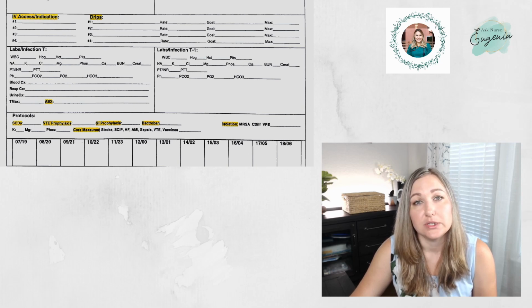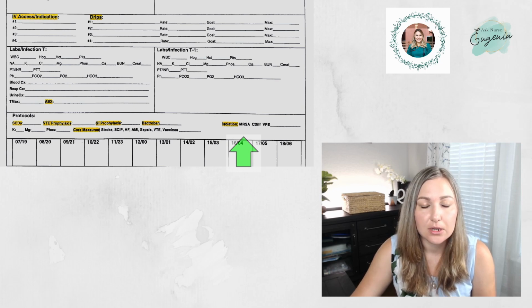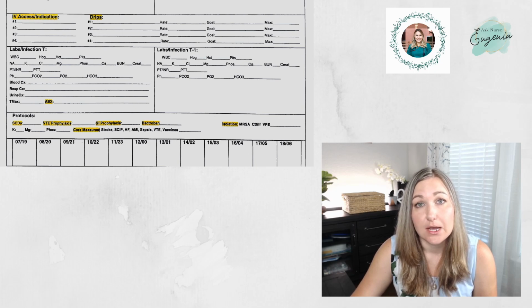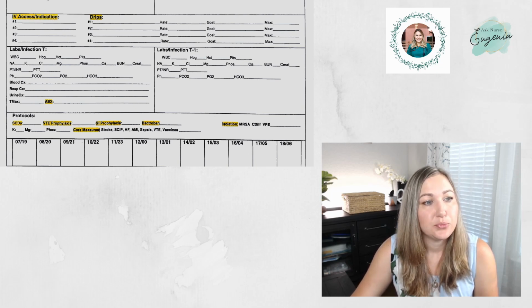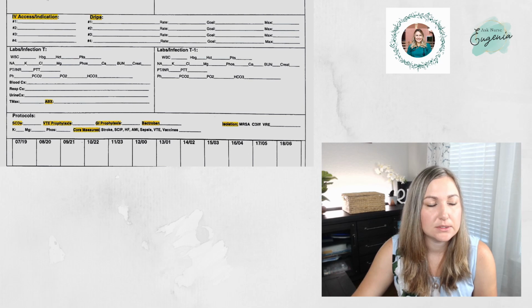And if I need to protect myself, which is here in the bottom, you see the part that says isolation for MRSA, C. diff, VRE, or just a line where you can write down what they're positive for if it's been confirmed, so you can wear proper PPE. And then you see the part that says protocols. Some hospitals are more specific about those. I would just mark potassium, magnesium, phos if they're in replacement and which one. And then what they're getting for GI prophylaxis, what they're getting for clot prevention, and also core measures.